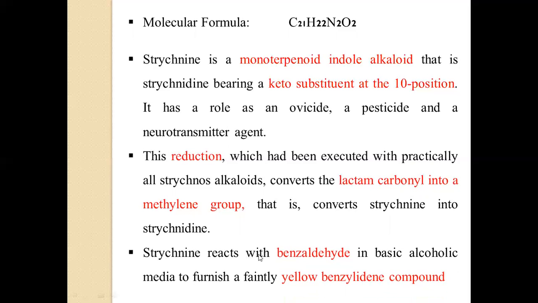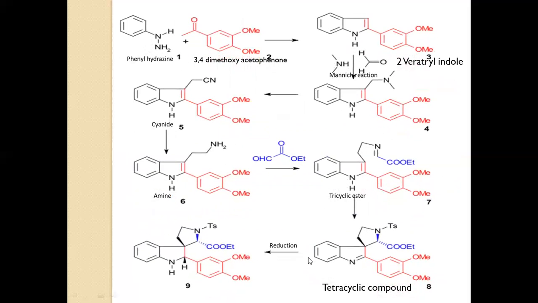Strychnine reacts with benzaldehyde in basic alcoholic media to furnish a faintly yellow benzylidene compound. As it reacts with benzaldehyde, it indicates the presence of an active methylene group. So the presence of the active methylene group is confirmed by the reaction with benzaldehyde. Thus, we can confirm the structure of strychnine.